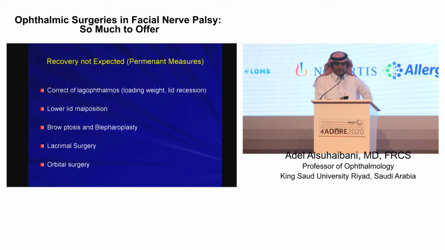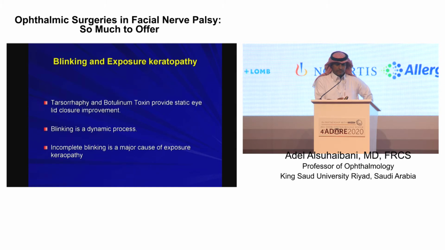So what about the patient who really didn't improve? We need to go and do a permanent measure to help these patients. There are different options, and this depends on the patient's clinical findings. So we need to correct lagophthalmos, lower eyelid malposition, brow ptosis, and do blepharoplasty, lacrimal surgery, and orbital surgery, depending on the clinical presentation. So if a patient has a problem with blinking and exposure keratopathy, you can do tarsorrhaphy.